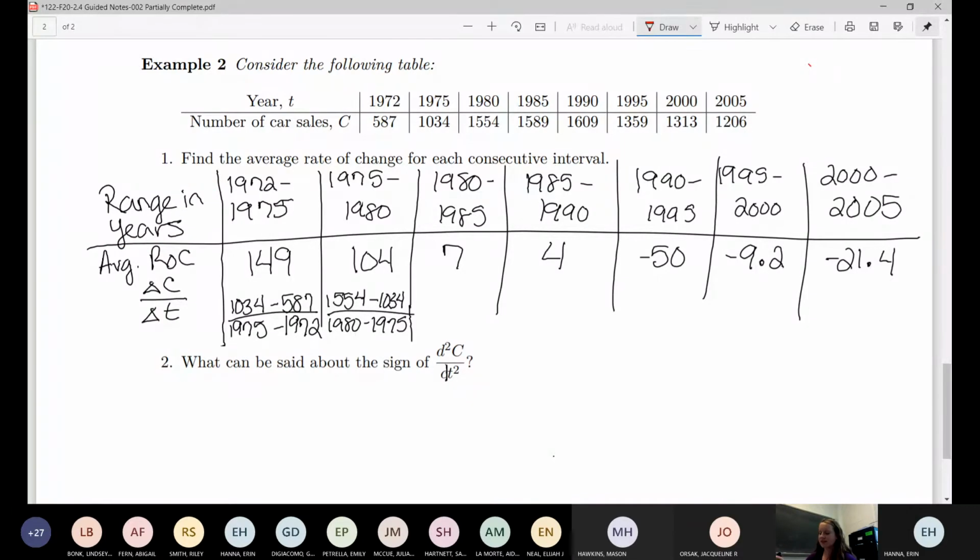But anyway, let me look at these slopes in this table and try to figure out what's going on here. If I start at 149, I can go all the way down to negative 50. And I could say that between 149 and negative 50, all of those values, yes, I can.